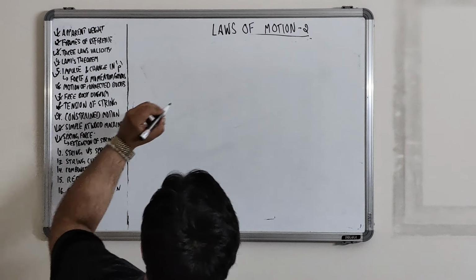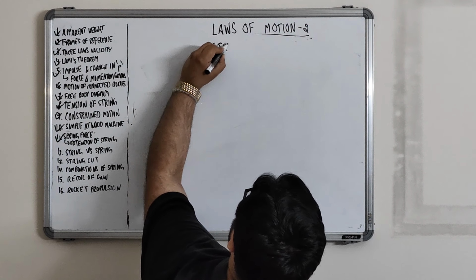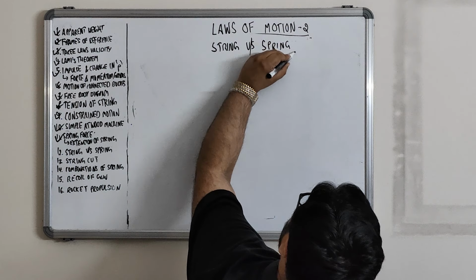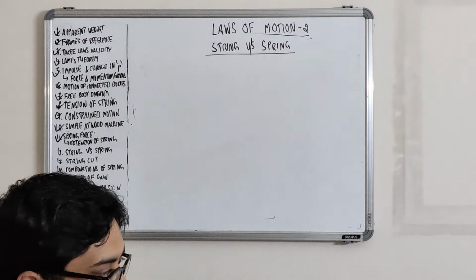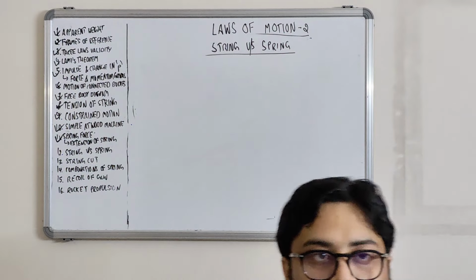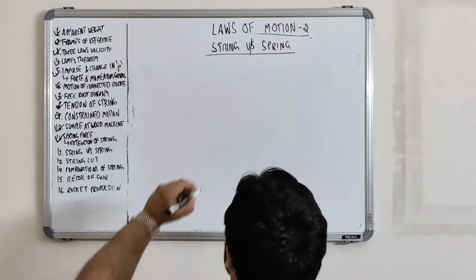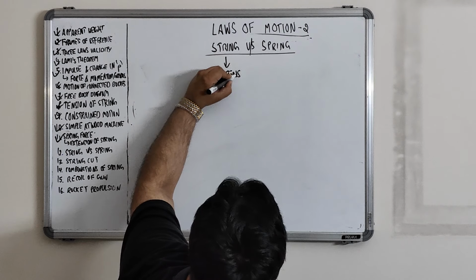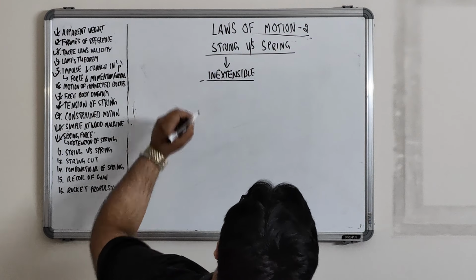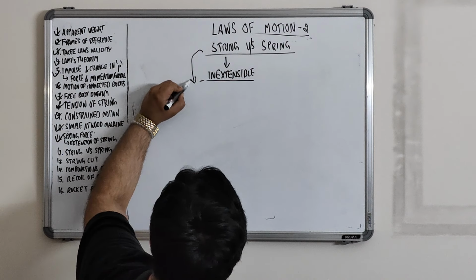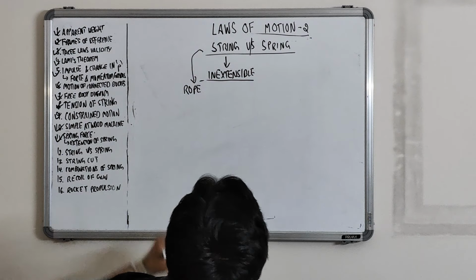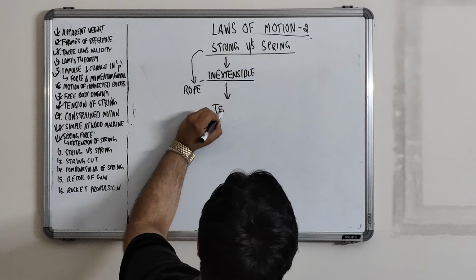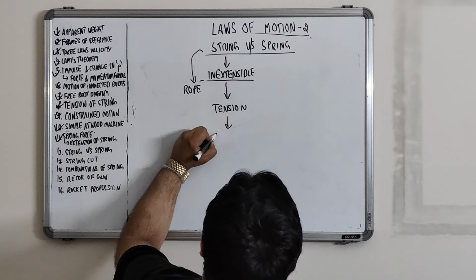We are done with spring force. Let's talk about string versus spring. This is a very small topic. Now what you have to understand is that a string is inextensible. Sometimes in a question, instead of string you can have rope. So a string is inextensible, so tension changes instantaneously.